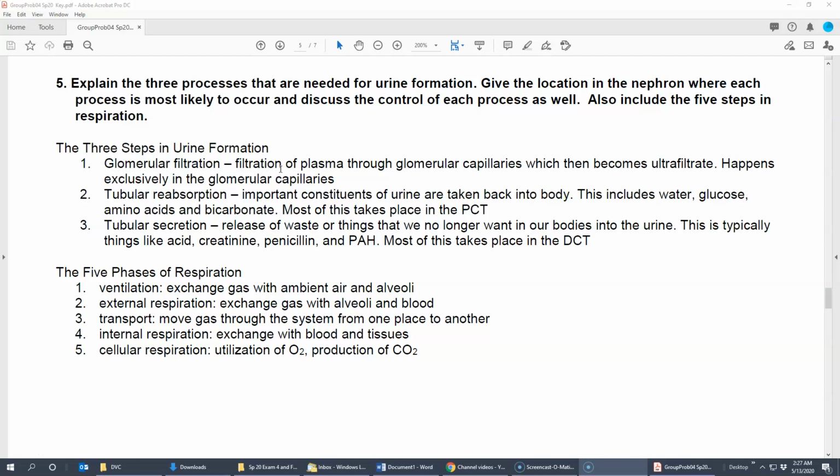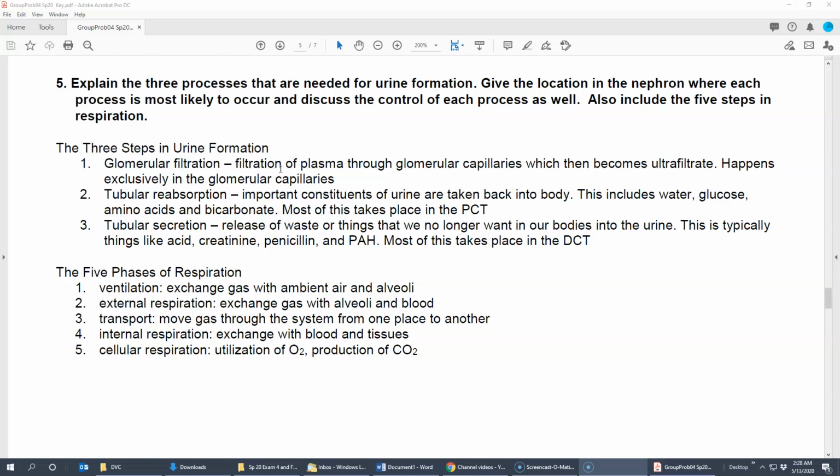The second thing you need for urine formation is tubular reabsorption. This means that we're going to take important constituents of the ultrafiltrate, which would become urine, and take them back into the body. Things that are reabsorbed would be glucose, water, amino acids, vitamins, and bicarbonate. Most of this, not all, but most of it takes place in the proximal convoluted tubule.